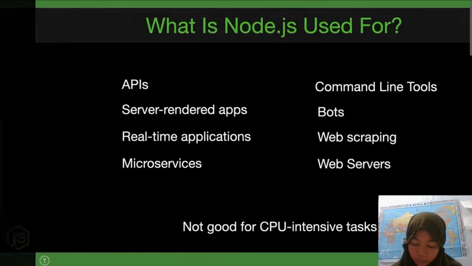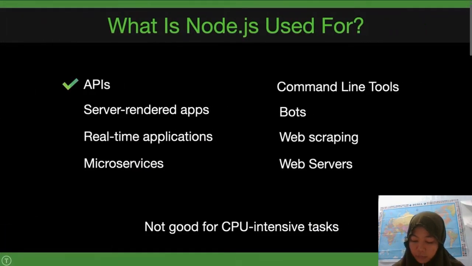Now, as far as what Node is used for, it's used for a lot of things. So, of course, building APIs, and this could be RESTful APIs, GraphQL APIs, server-rendered apps. So, of course, we can serve JSON data, but we can also serve HTML pages, and we can use different template engines like EJS, Mustache. There's all types of engines that you can use to serve HTML pages, dynamic pages.